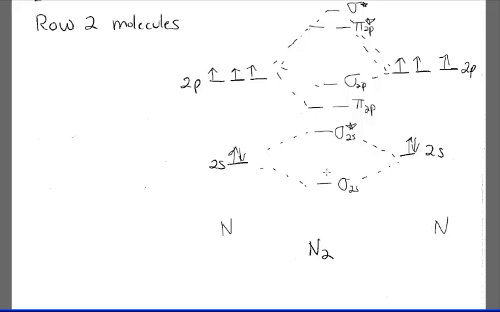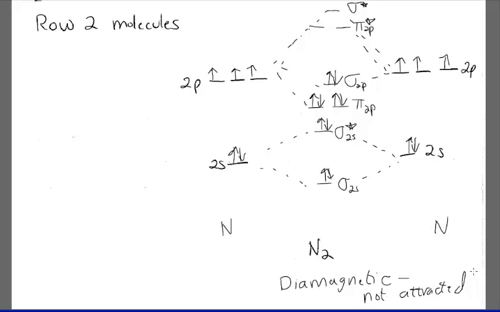So the 2s electrons will completely fill both of the 2s sigma and sigma star orbitals. And then we have 6 electrons here. We fill using Hund's rule and Aufbau principle and the Pauli exclusion principle. There's 4, there's 5, there's 6. Okay, so we have all paired electrons, and we say this is diamagnetic. In other words, it's not attracted to a magnetic field because there are no unpaired electrons.